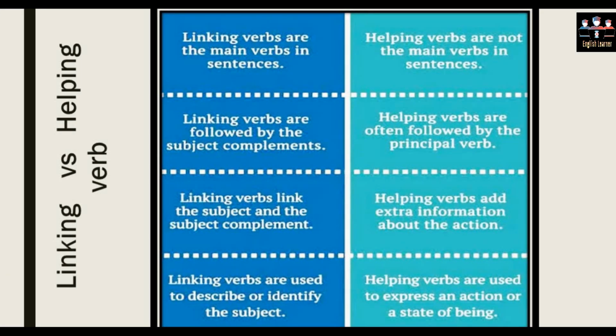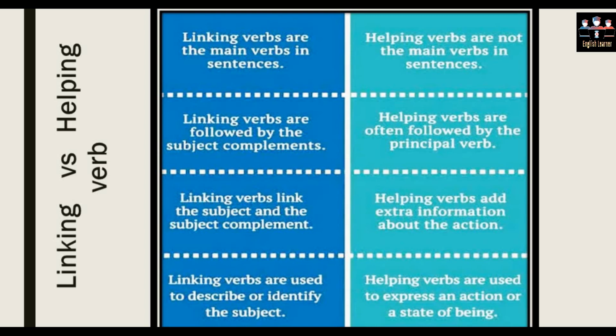Let us finally deal with the linking versus helping verb difference. Number 1. Linking verbs are the main verb in the sentence. They are acting like the main verb in a sentence because they are performing the function of linking. They link the subject to the subject complement. Whereas helping verbs are not the main verb in a sentence. As we have read earlier, helping verbs are only going to be a part of the sentence whenever there exists a main verb.